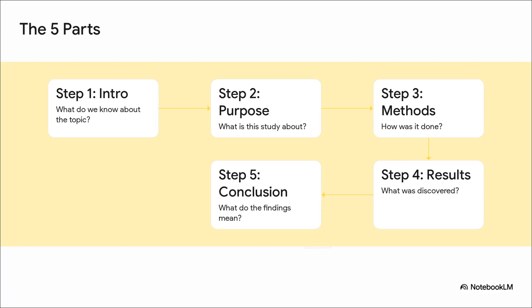First, you have the introduction, which answers the question, what do we already know about this topic? Then comes the purpose, which tells you, what is this study about? After that, the methods section explains, how was the study done? Next up are the results, which answer what was discovered. And finally, the conclusion tells us, what do these findings mean?